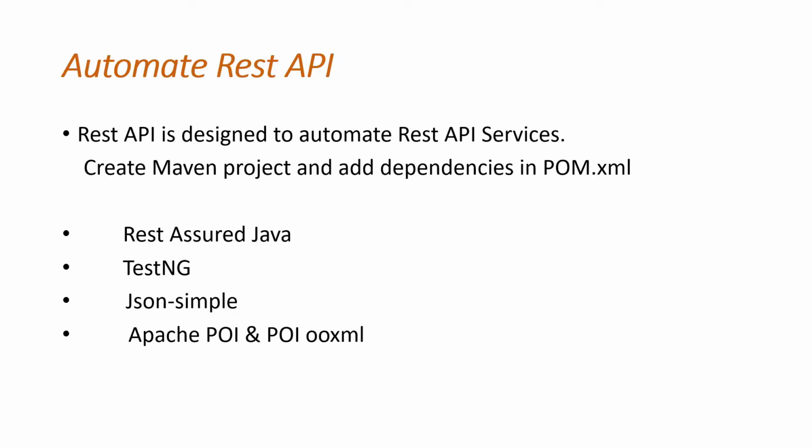You're very well aware of pom.xml, guys, where we add all the dependencies related to that particular project. For this, we need REST Assured Java, that is the dependency, TestNG, JSON simple, and Apache POI and POI OOXML. So these are the dependencies we require. Please go ahead and open your Eclipse IDE.